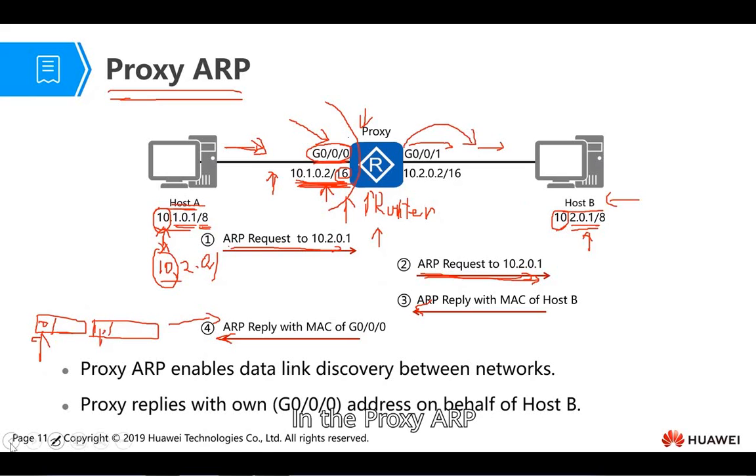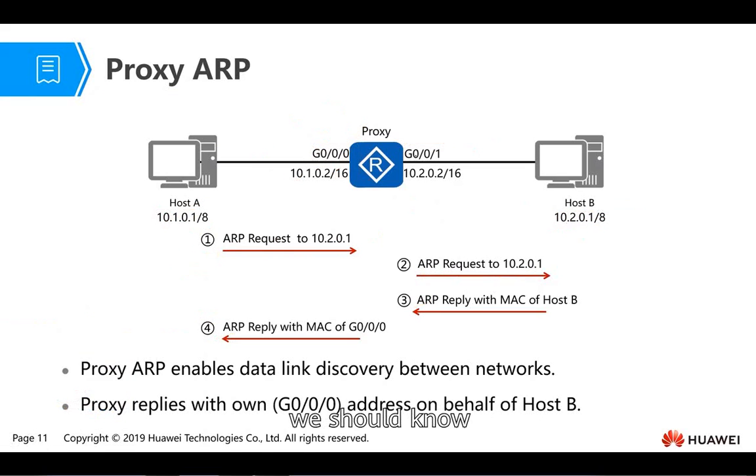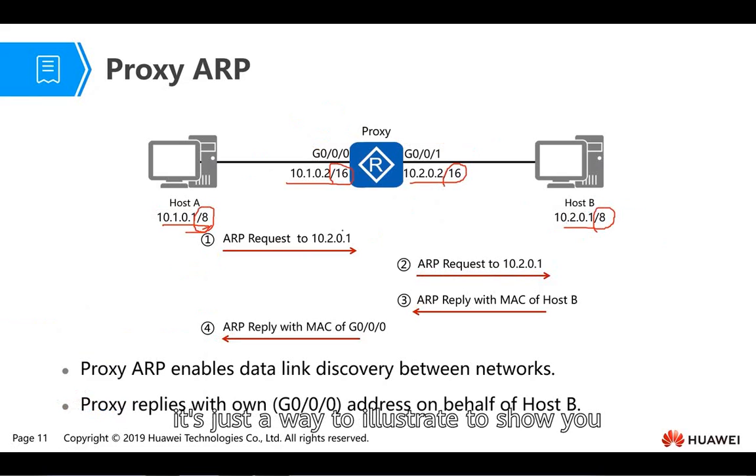In this proxy ARP, we should know there is something special here. This mask length is 8, and this mask length is 16. Of course, this scenario is not commonly used in our network. This scenario is just to show you in which scenario proxy ARP will work.